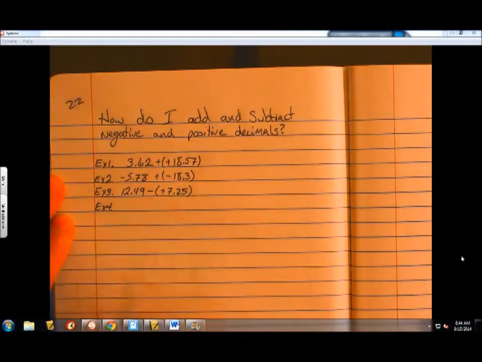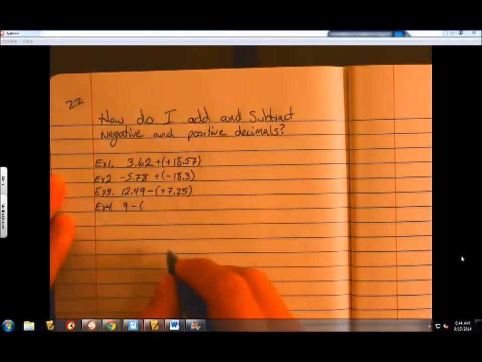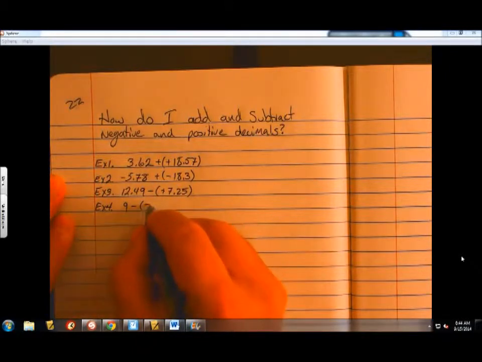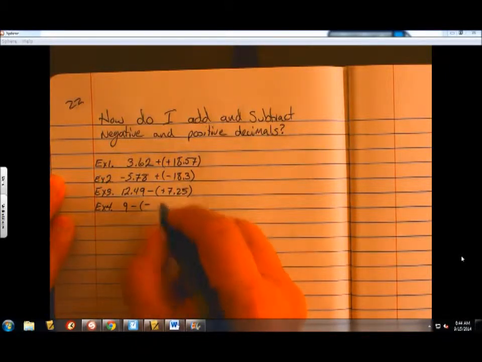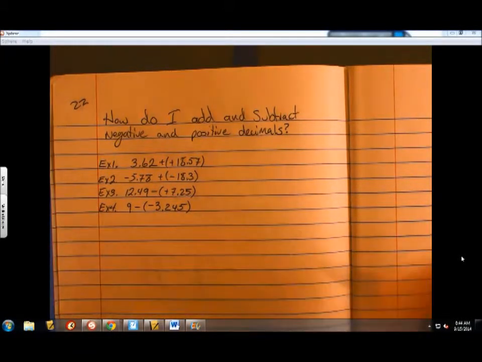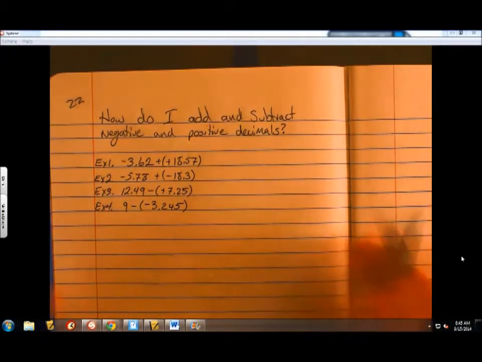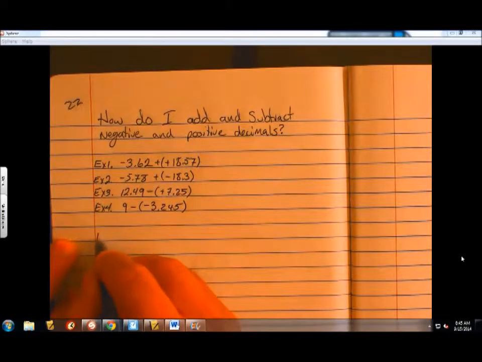Lastly, example number 4. We have positive 9. We're going to subtract a negative 3 and 245 thousandths. I'm sorry, example number 1 was supposed to be a negative 3 and 62 hundredths.